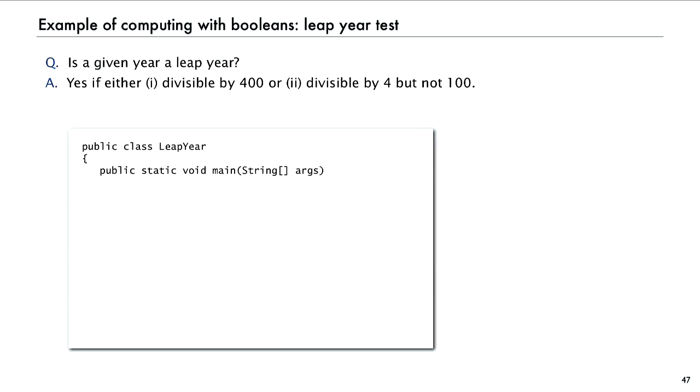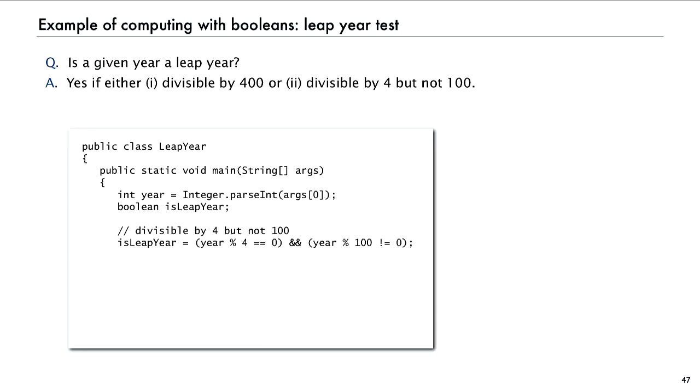Again, we've got LeapYear.java, it's got its name LeapYear, it's got a main, and now we write our program. We're going to take the year from the command line, and it's going to be an integer value. We're going to compute a Boolean value that says true if it's a leap year, false otherwise. So is it divisible by 4 but not 100? Well, we'll say year, the remainder when you divide by 4, is that equal to 0? It's either true or false.